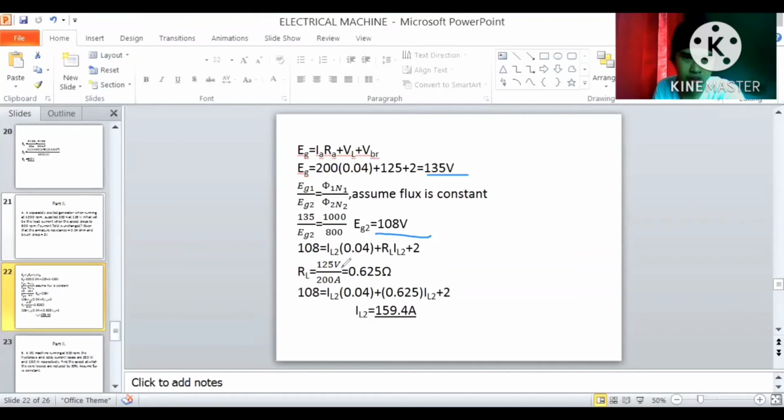So RL equals 125 voltage over 200 amperes equals 0.625 ohms. So 108 equals IL2 times 0.04 plus 0.625 IL2 plus 2. So IL2 is 159.4 amperes.